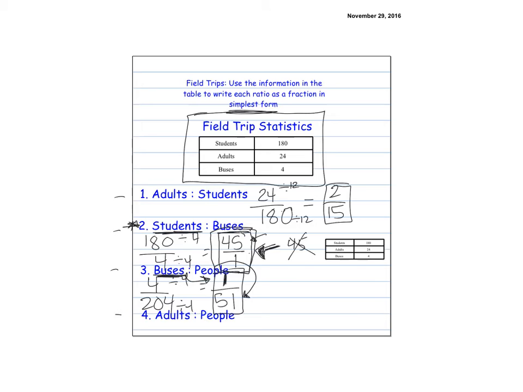And then adults to people, there's 24 adults, there's 204 people. We can divide those both by 12, and we get 2/17. So there's 2 adults for every 17 people. So if there's 17 people, then there would be 2 adults.